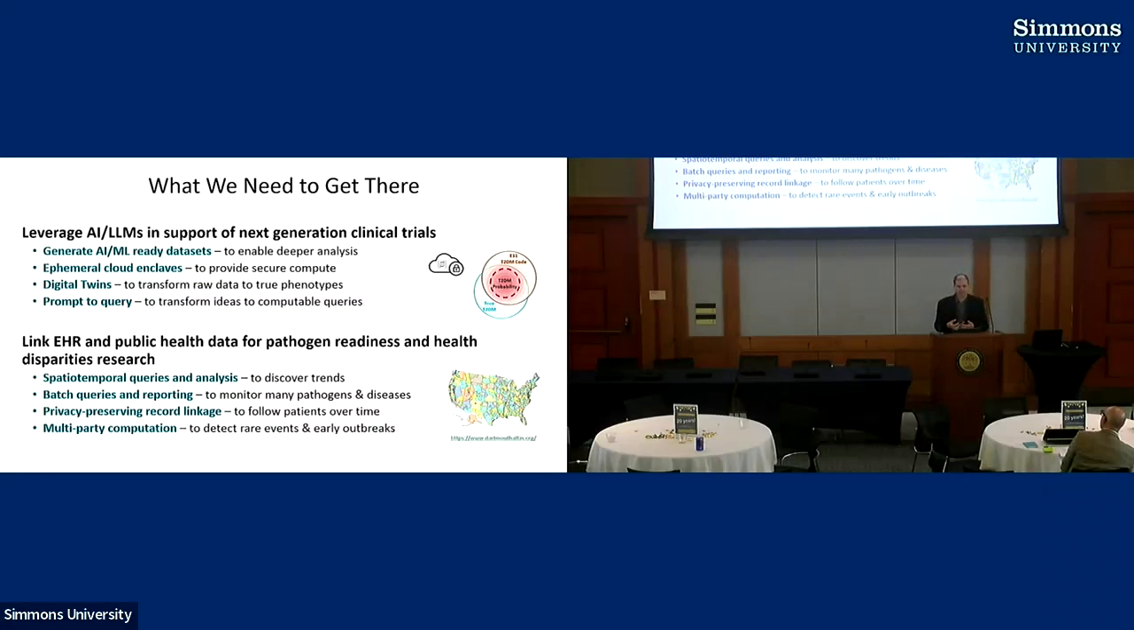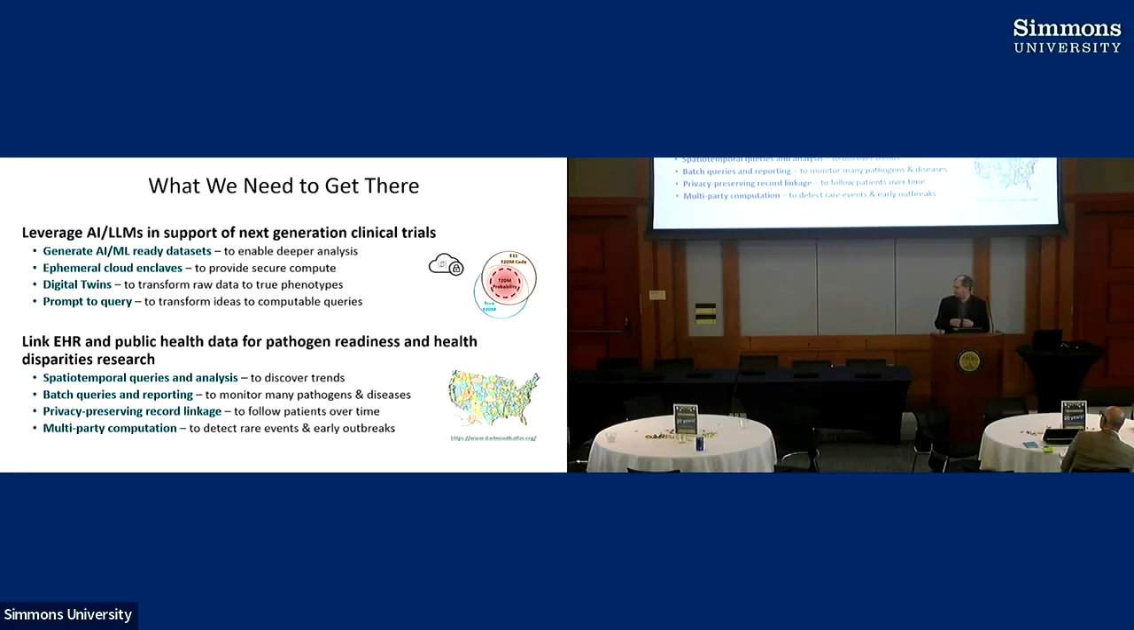For the second topic, in order to link EHR data to public health research and get useful information out of it, one of the things we need are new types of data visualizations, breakdowns, and reporting, specifically spatial temporal queries and analyses. So breaking down things by geographic region and different time periods. We also need to be able to do batch queries and reporting. These queries have to be automated. We can't have somebody manually each morning querying to see if there are new patients with infectious disease at a hospital. This has to be something that runs automatically and alerts us when something important has been found.